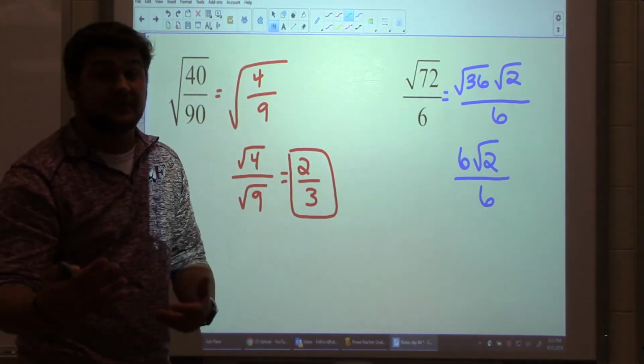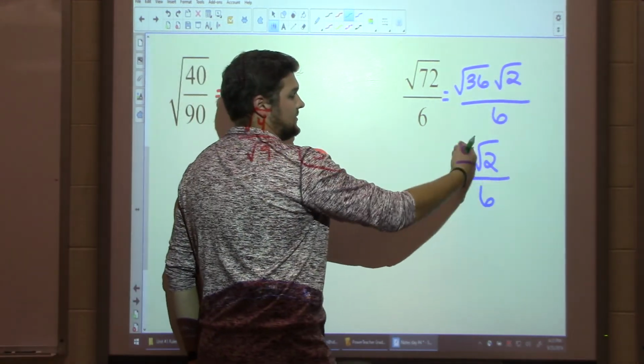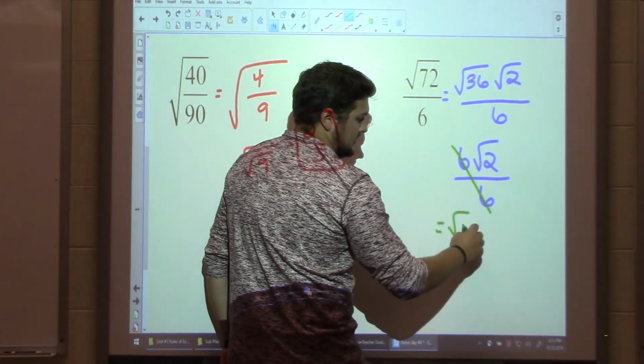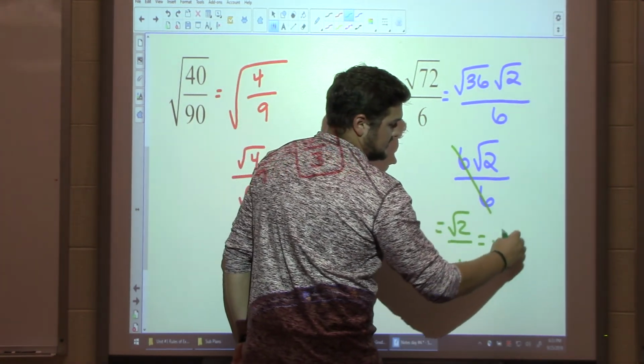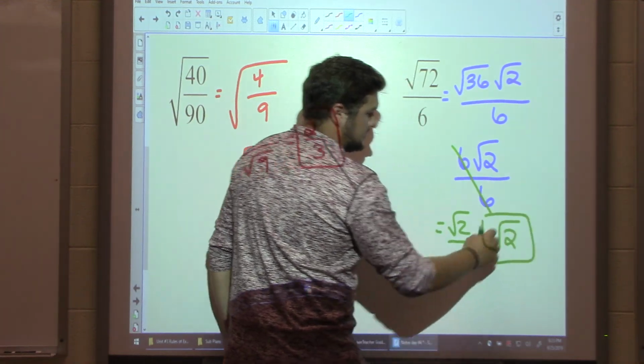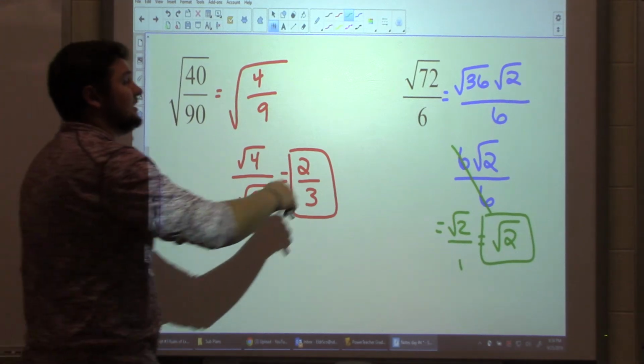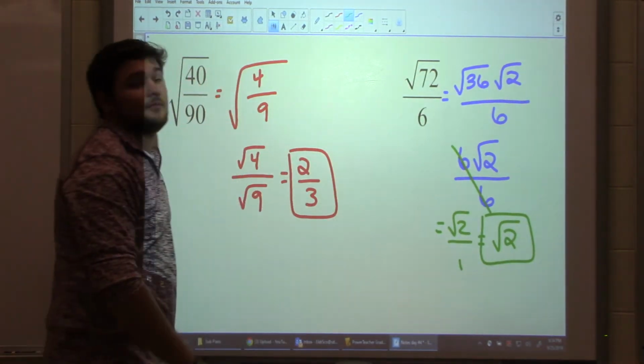Lastly, now we can simplify. We have something outside the radical. It's the same for both of these. 6 and 6 cancel. I get square root of 2 over 1, or just square root of 2. Alright? So if they're not under the radical together, we can't simplify them. No way.